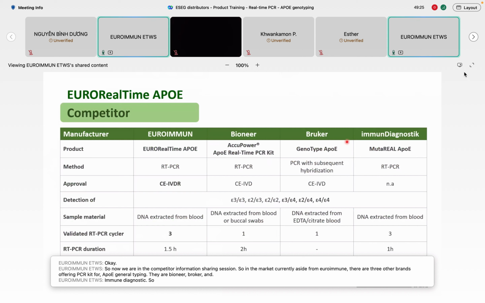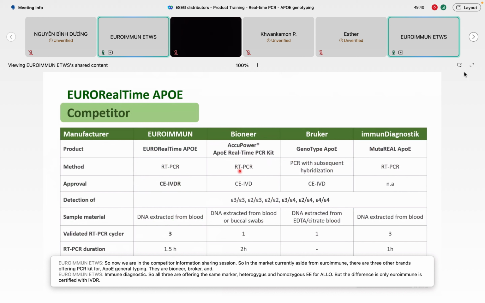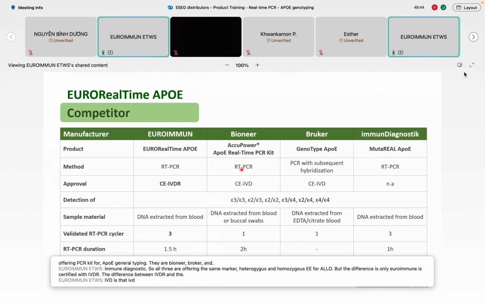So all 3 are offering the same marker, heterozygous and homozygous E4 allele. But the difference is only Euroimmun is certified with IVDR. The difference between IVDR and the IVD is that IVDR is actually the latest regulation for clinical diagnostic application. It offers higher standards in the quality and safety, and only Euroimmun is certified.